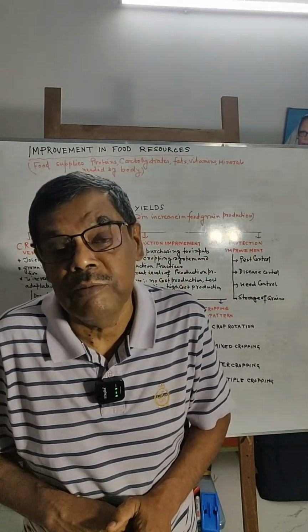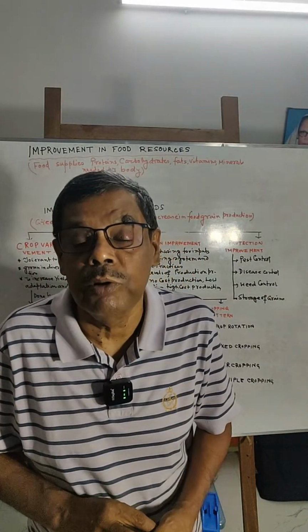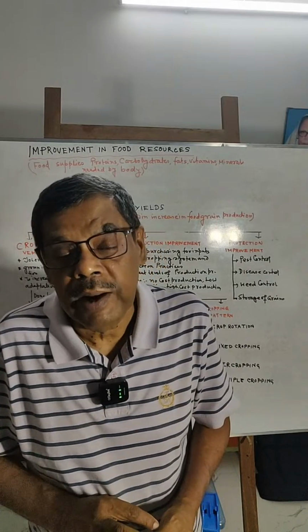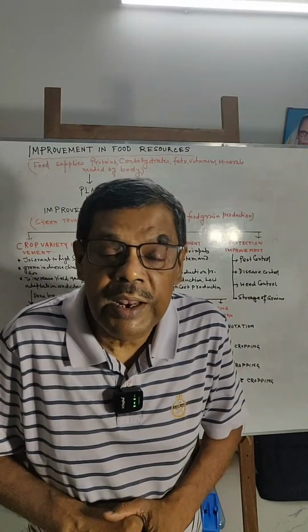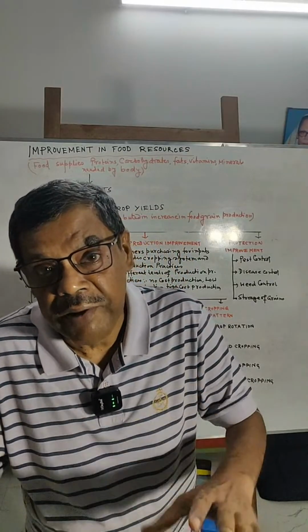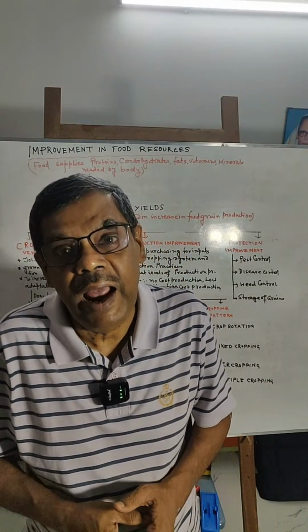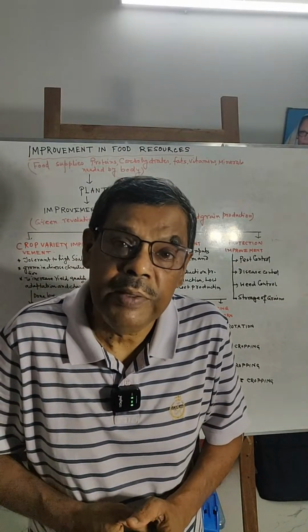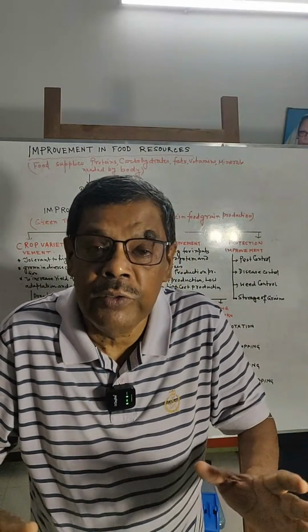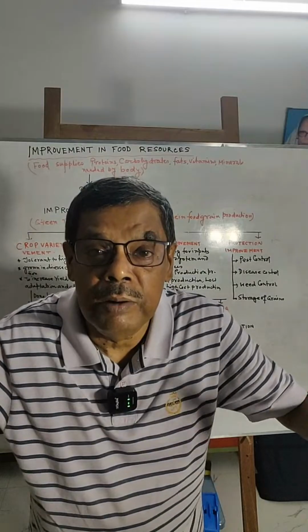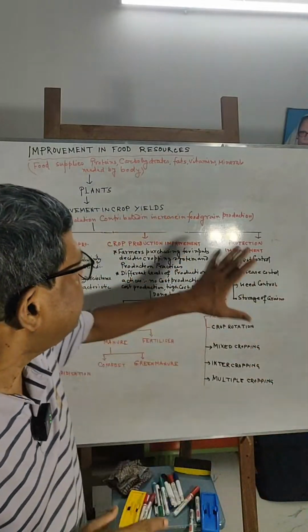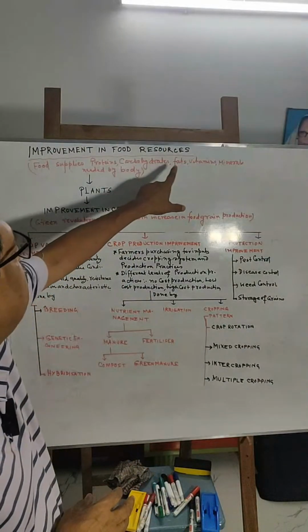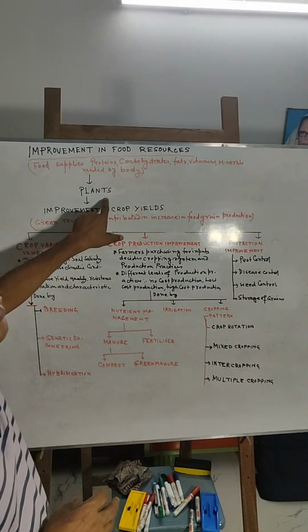Storage of grains is very important. Because after harvesting the crops, they need to be dried, cleaned and fumigated. After that, they could be stored in a definite manner in a substance. These are, at a glance, the improvement in food resources by plants.